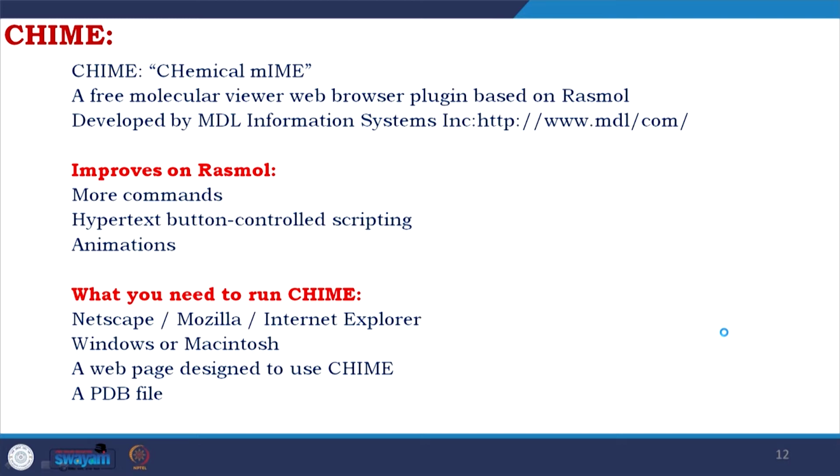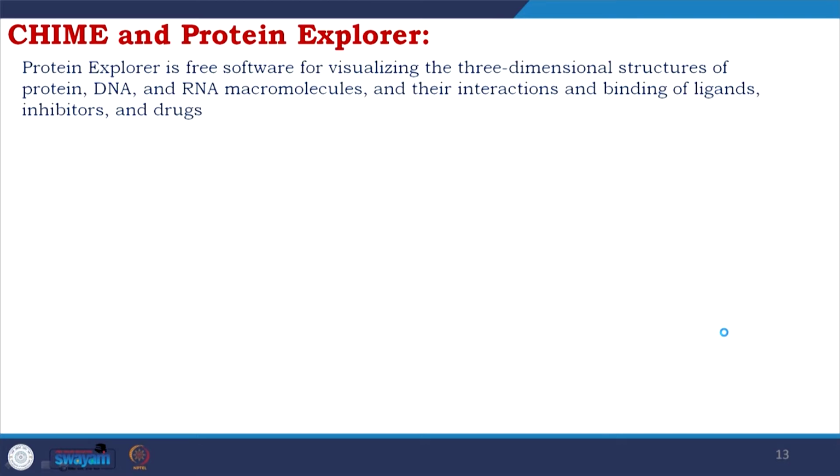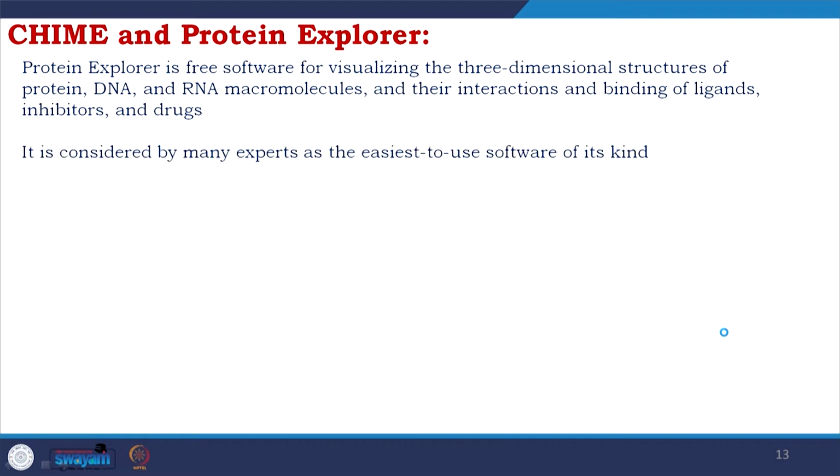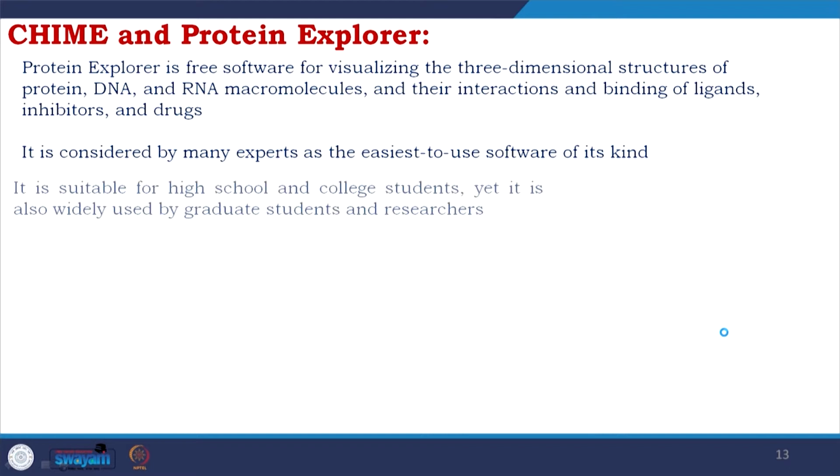Protein Explorer is a free software which uses the background of Chime. So, Protein Explorer is a free software for visualizing the three-dimensional structure of protein, DNA and RNA macromolecules and their interactions and binding of ligands, inhibitors and drugs. It is considered by many experts as the easiest to use software of its kind.